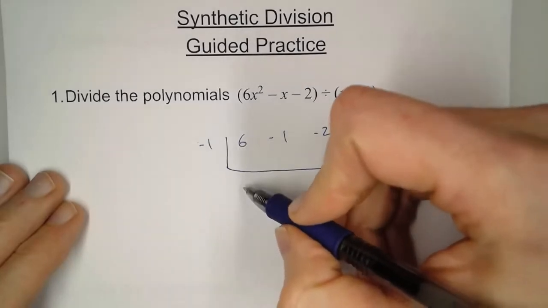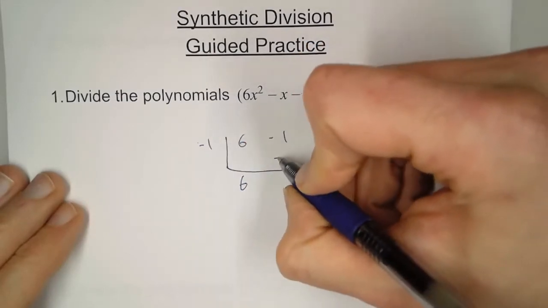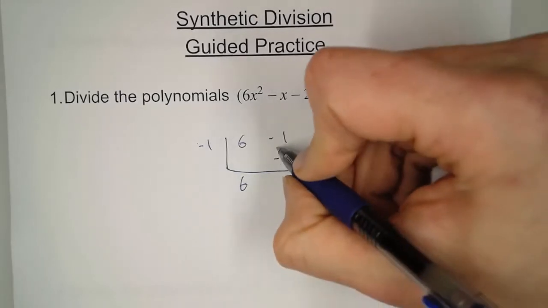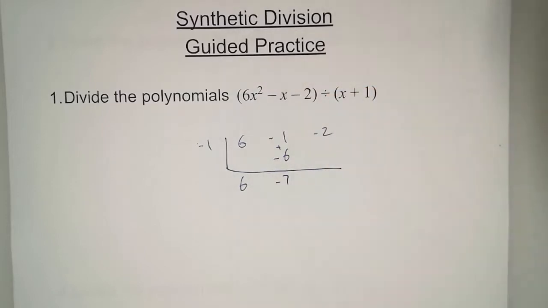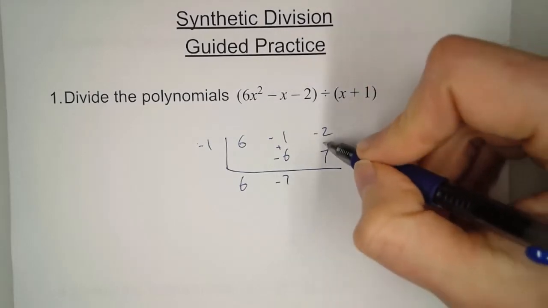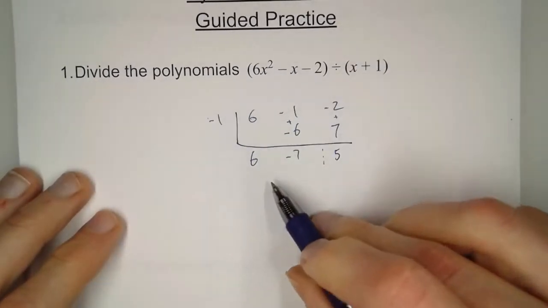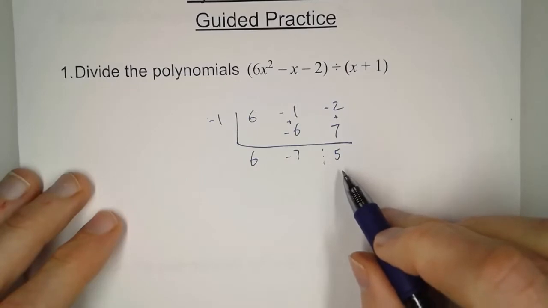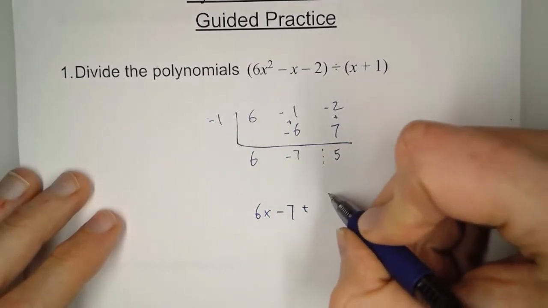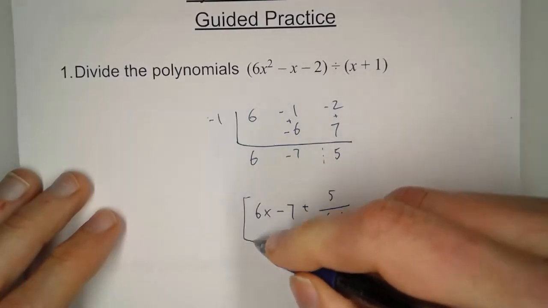So now we bring down the 6, and now we multiply. So 6 times -1 is -6. When we have two numbers, we combine them. That is, we add them. So -1 plus 6 is -7. -7 times -1 is +7. And then we add these two, and we get 5. And so our result is 6, -7 with a remainder of 5. So this equals 6x minus 7 plus 5 over x plus 1. And that is our result.